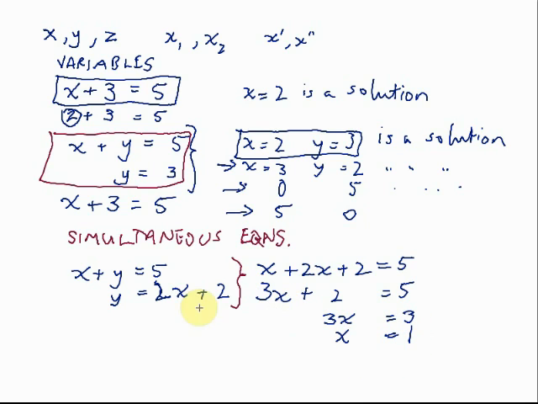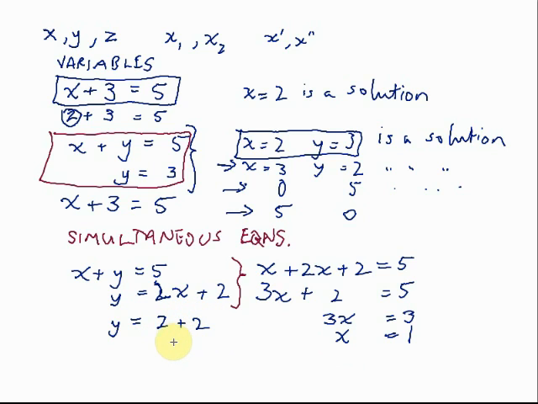Now we can go back and put it in here. y is equal to 2x plus 2. Okay, so let's just find out what that is. So then y is equal to 2x, but x is 1. What's 2 times 1? That's 2 plus 2.